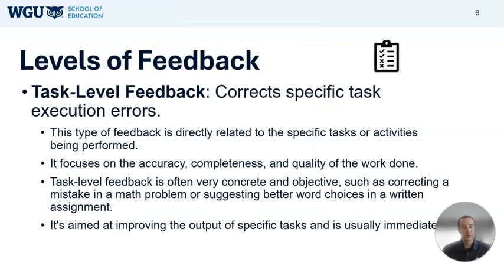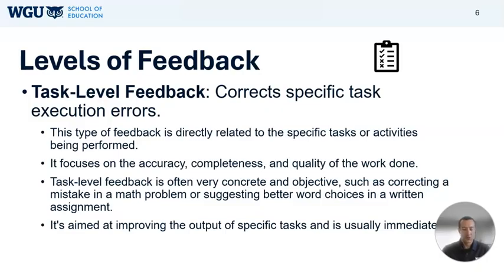When we give feedback, there's multiple different levels of feedback, and this is where we're going to sort of target very specific aspects of things. The first one here is task level feedback, and task level feedback is really about what's sort of right and wrong here. We're trying to correct very specific tasks, and this is going to be based on that particular learning activity that was performed.